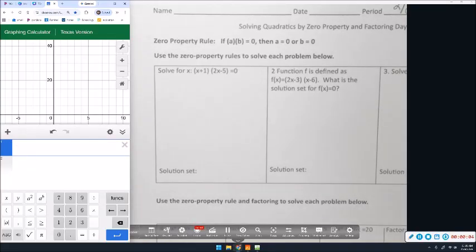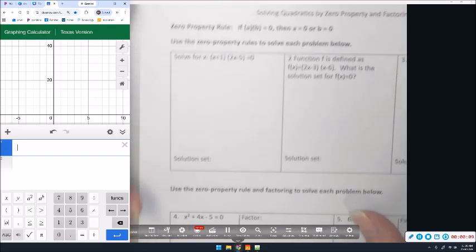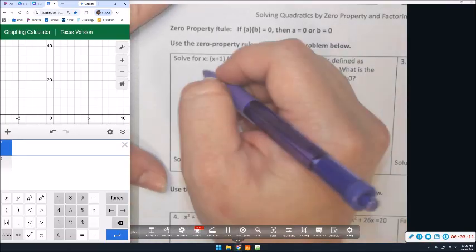Y'all should be showing work for number 2. I'm going to talk about number 1 again, and then set up number 2, and then we'll talk about it. Quit staring at me. Okay.